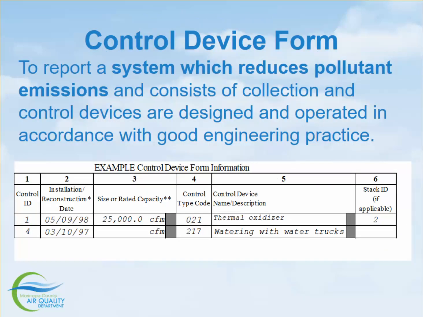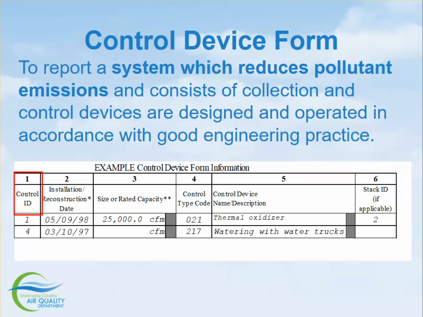A control device form is used to report a system that reduces pollutant emissions using collection devices which are operated in accordance with good engineering practice. A control device that is pre-printed on the form from prior years that has been retired can be removed from the report by using a single line strike-through of the listed control device.